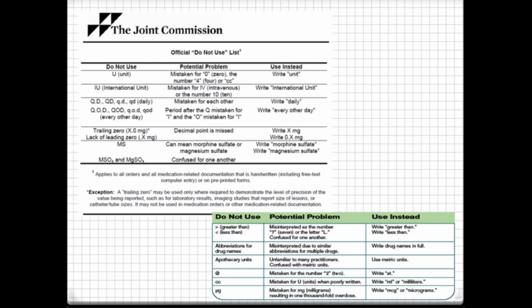The other one I want to point out is the one second from the bottom on the left-hand table, which mentions trailing zeros and lack of leading zeros. If you are writing for 10 milligrams, you need to write 10 milligrams, not 10.0, because that decimal point can be lost and it looks like 100 milligrams. The same is true if you are writing for a half a milligram. Writing .5 can be mistaken for 5 milligrams, so you have to include a leading zero before the decimal, making it 0.5 milligrams.